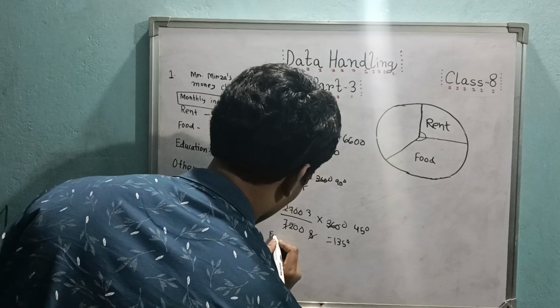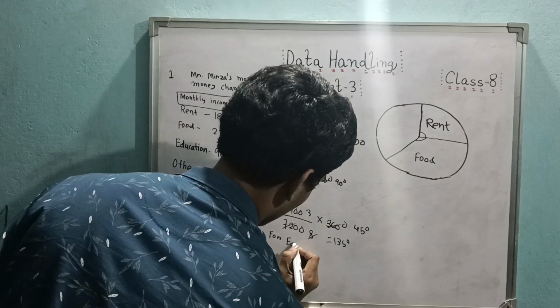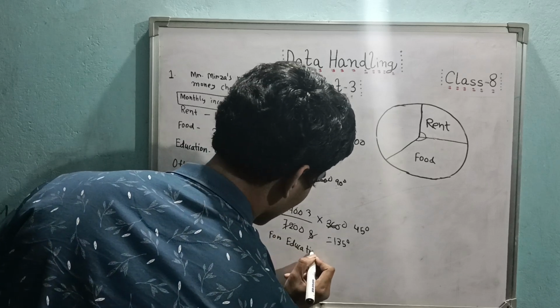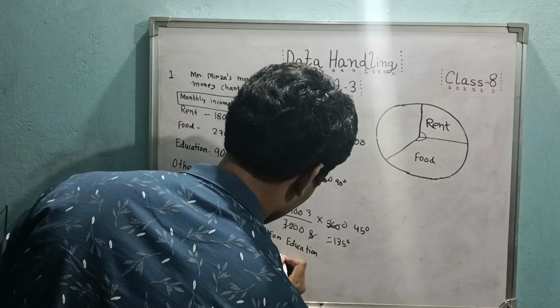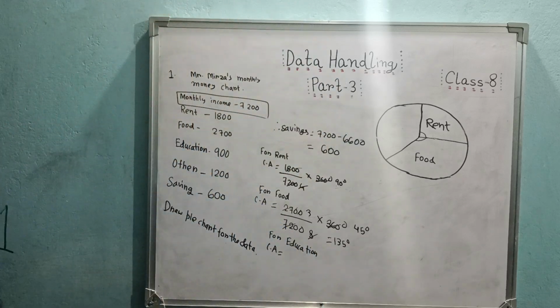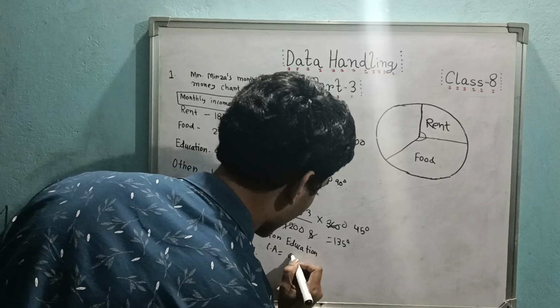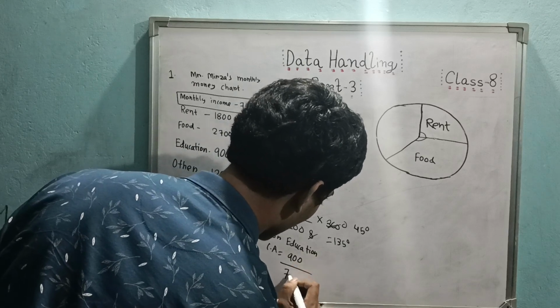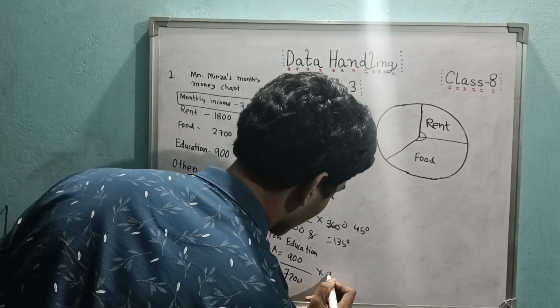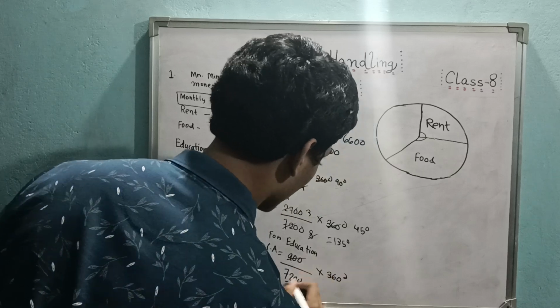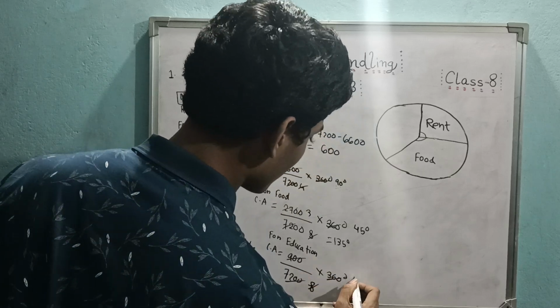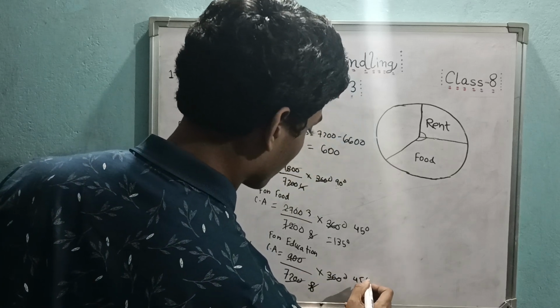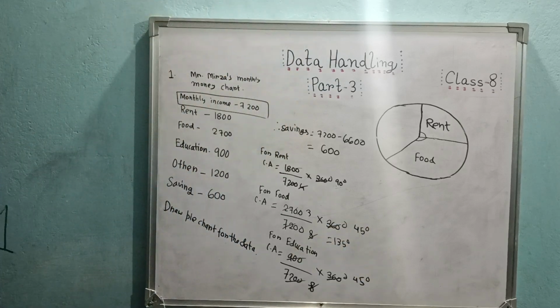Education. So education, now central angle: respective frequency 900, divided by total frequency, the total income is 7200, multiplied by 360 degree. That comes to 45 degree. So this is 45 degree now.